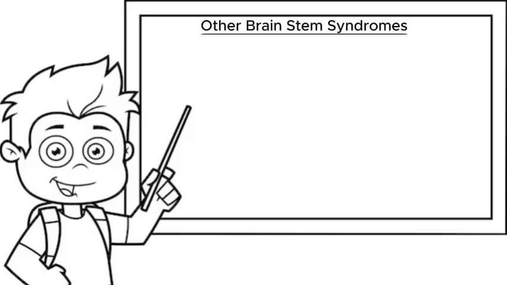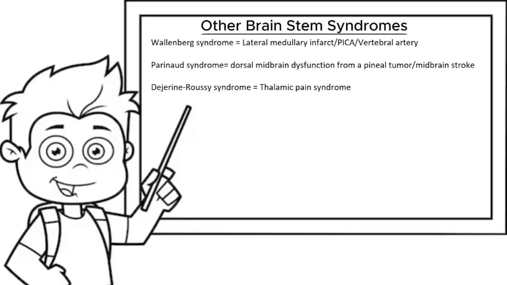Other brainstem syndromes are important, but they are quite different, and from the options, let's try to eliminate them. Wallenberg syndrome is from a lateral medullary infarct and usually involves the PICA or the vertebral artery, not the basilar artery. Parinaud syndrome, what's that? That's a dorsal midbrain dysfunction, often from a pineal tumor or a midbrain stroke, and not a basilar occlusion.